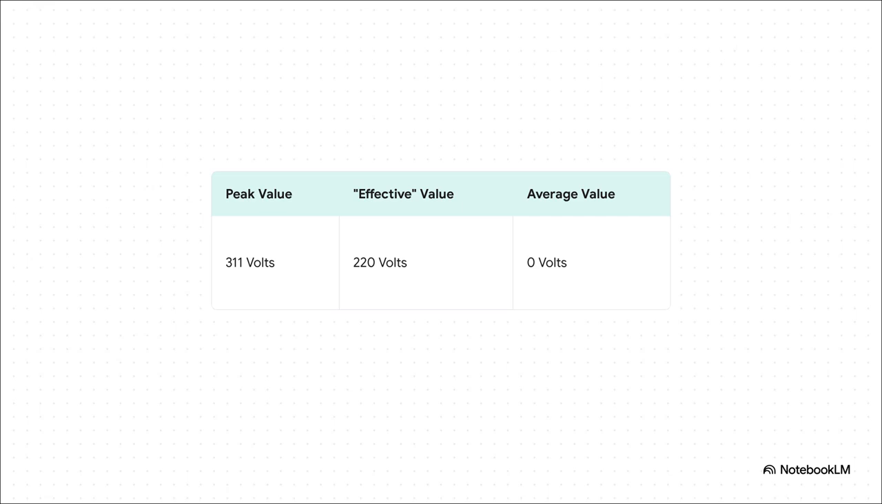Check this out. For a standard 220-volt outlet, all three of these numbers are correct, all at the same time. The voltage physically hits a peak of 311 volts. Its effective value is 220 volts, and its average is a big fat 0. So how is that even possible? Let's untangle this, and we'll start with that 0.